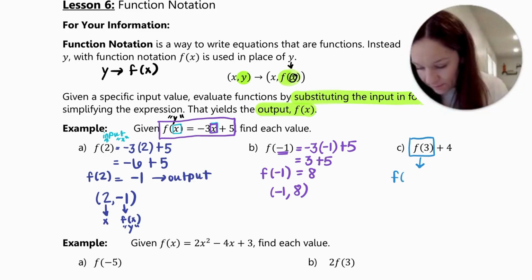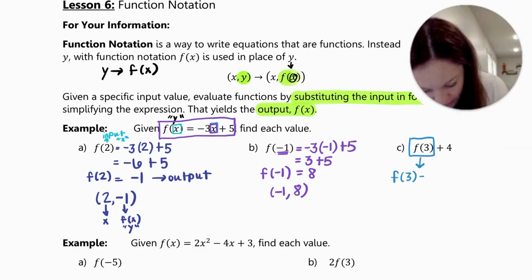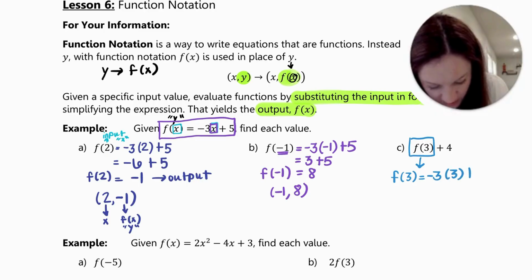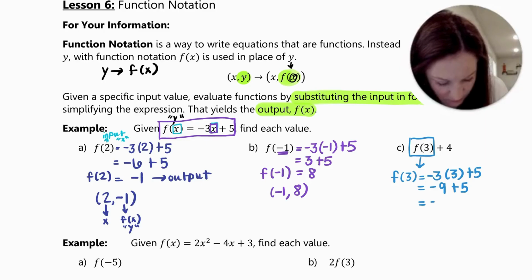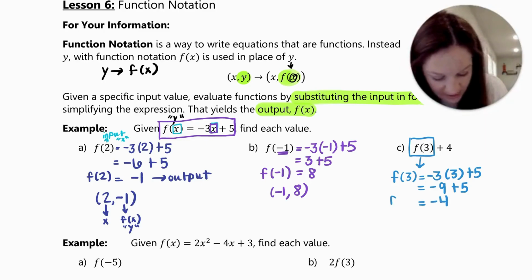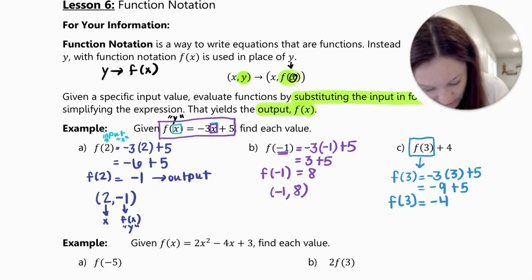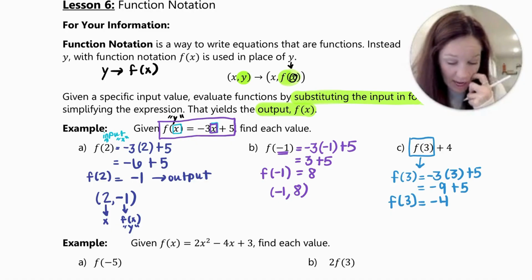So we're going to do this first. We're going to say, okay, f of 3. We're going to go to our function. Wherever we see an x, we're going to substitute 3 in. -3 times 3 is -9. -9 plus 5 is -4. So f of 3 is -4.